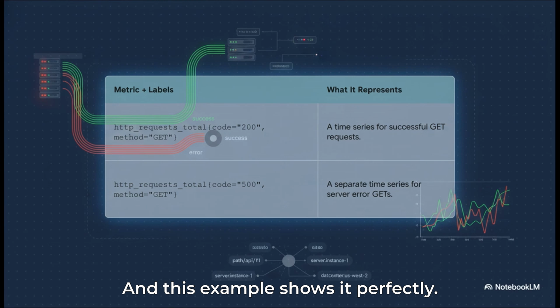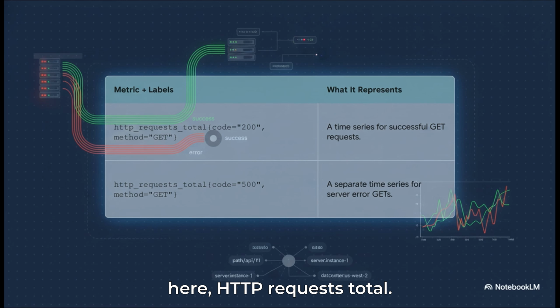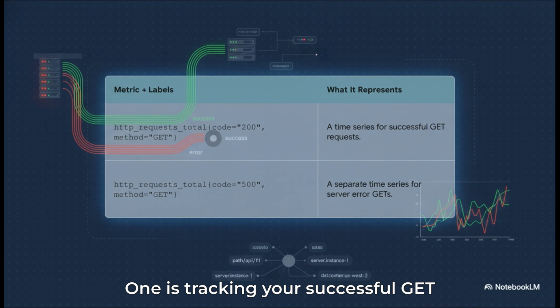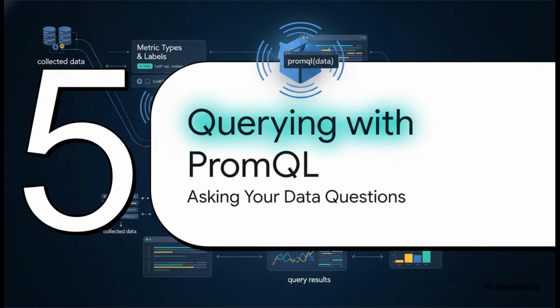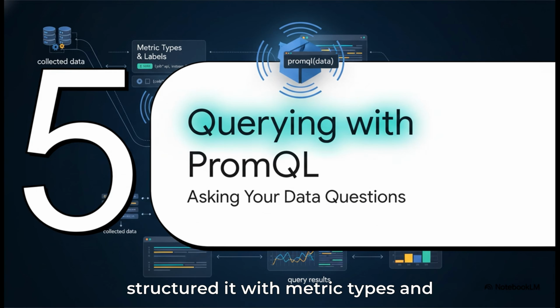And this example shows it perfectly. Look, we have the same metric name here, HTTP requests total. But because the code label is different, one is 200 for success, the other is 500 for an error, these are two completely separate, unique time series. One is tracking your successful GET requests, the other is tracking your errors. You can slice and dice your data by literally any dimension you can think of. It's so powerful.